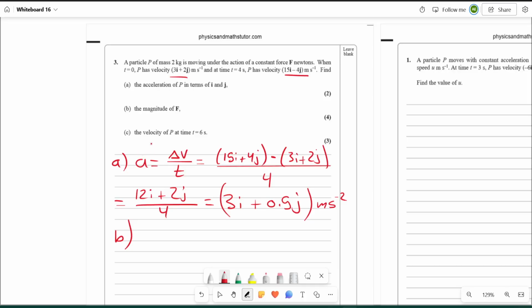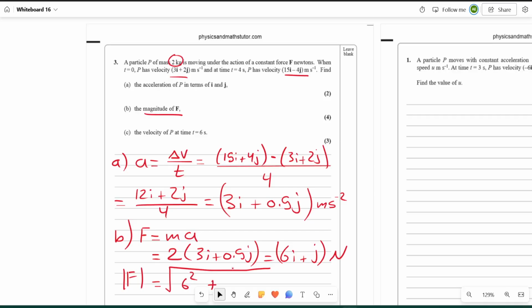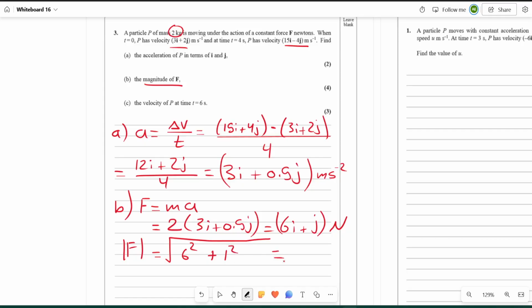Part B says find the magnitude of the force F. So here you need to be familiar a little bit with some physics. You need to know Newton's second law, that the force is equal to mass times acceleration. So force is going to equal mass, which is 2 kilograms, times the acceleration, which we already got as 3i plus 0.5j. So that's going to equal 6i plus j newtons. And the question wants the magnitude. So we get the magnitude of F, which is going to be the square root of 6 squared plus 1 squared.